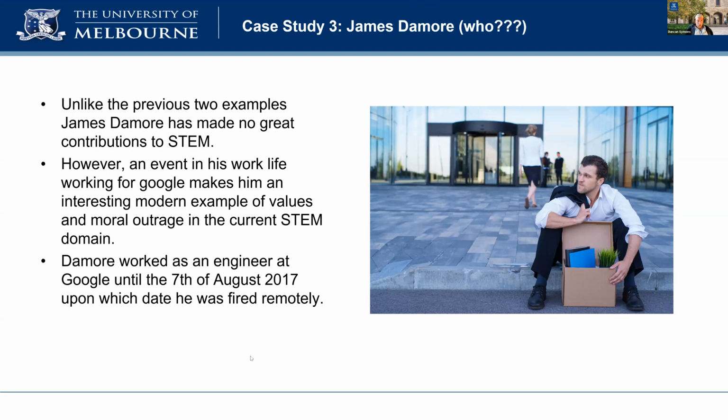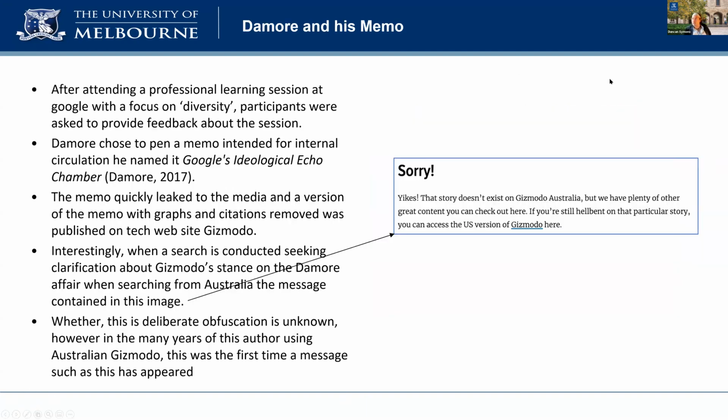So James Damore worked as an engineer at Google until the 7th of August 2017, upon which date he was fired remotely. The reason he was basically fired was that he, along with colleagues, had been sent to a professional learning session on diversity, which in my view is a very important thing to do. But they were also asked to provide feedback about the session. As a result, James Damore, who has since been diagnosed with autism, but we'll leave that to the side, chose to pen a memo intended for internal circulation, and he named it Google's Ideological Echo Chamber.